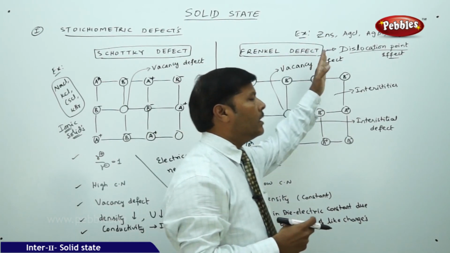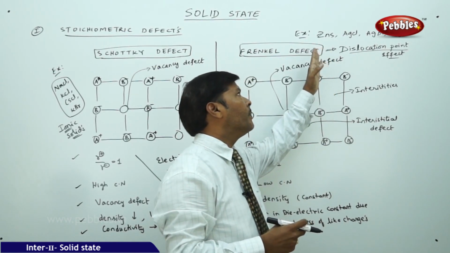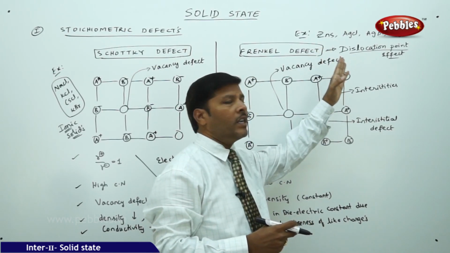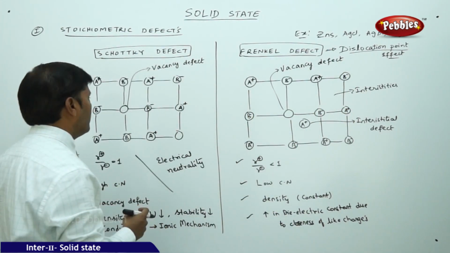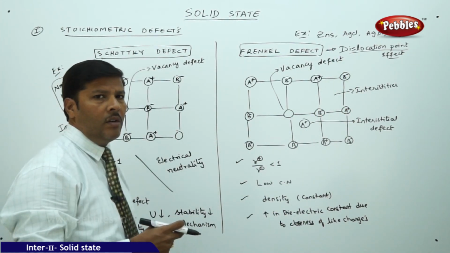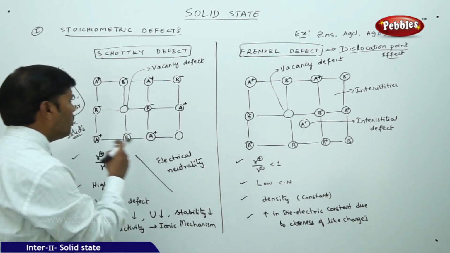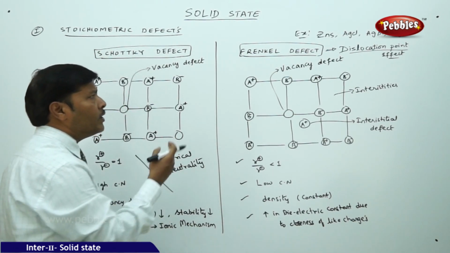So I mean to say, the percentage of ionic character in zinc sulfide, silver chloride, silver bromide and silver iodide is a little bit lesser compared to that of sodium chloride, potassium chloride, cesium chloride and potassium bromide. So what difference are we noticing between these two defects?